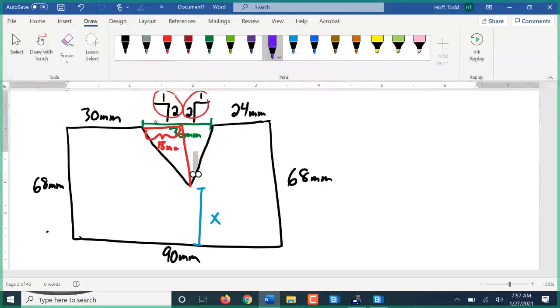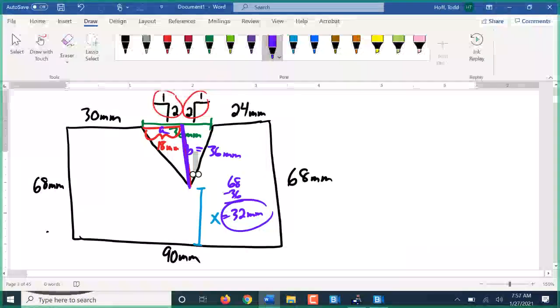That's 18. The 2-to-1 ratio makes this height here, the B, how big? X is... Questions there?